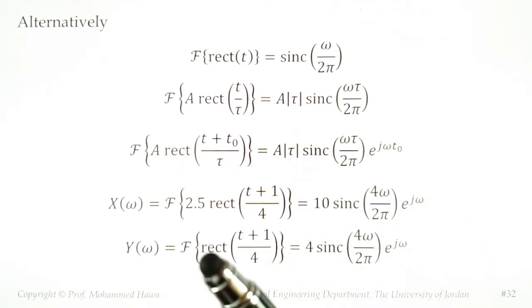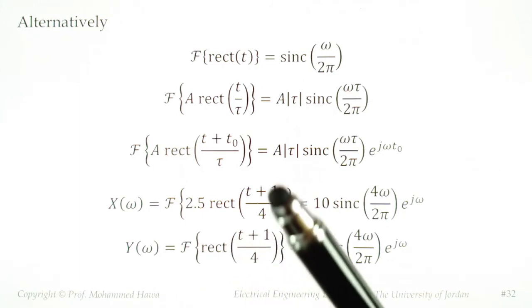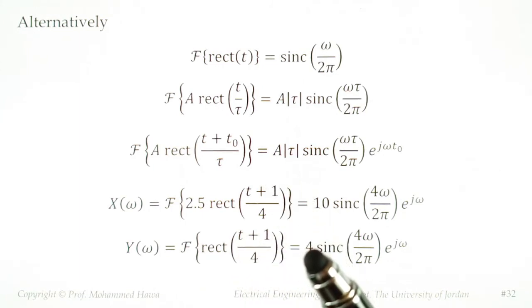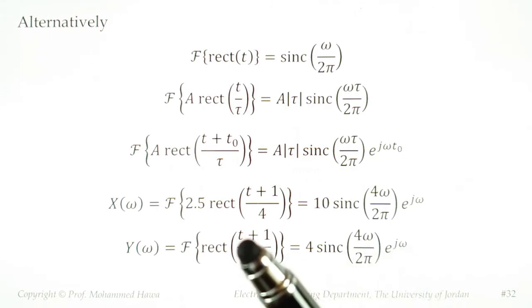Similarly, the Fourier transform of y of t, which is rect((t+1)/4), is a multiplied by tau, that's 1 multiplied by 4, you get 4, sinc(omega tau/2), where tau is 4, multiplied by e to the j omega t0, where t0 is 1, so you get e to the j omega.